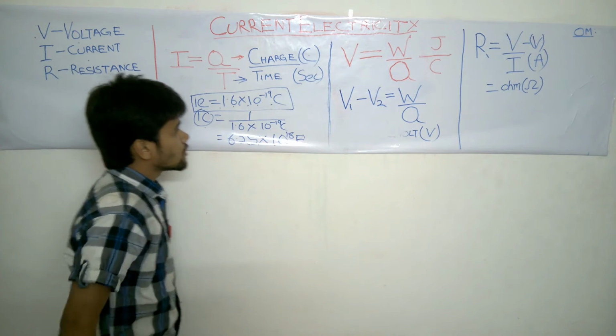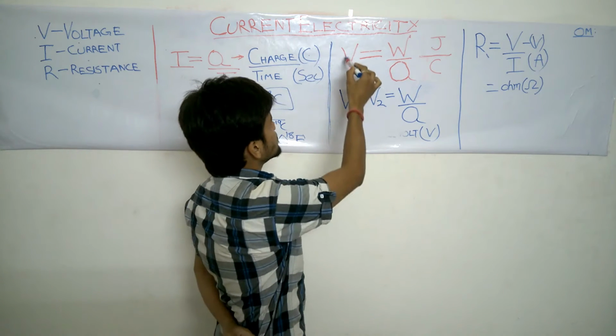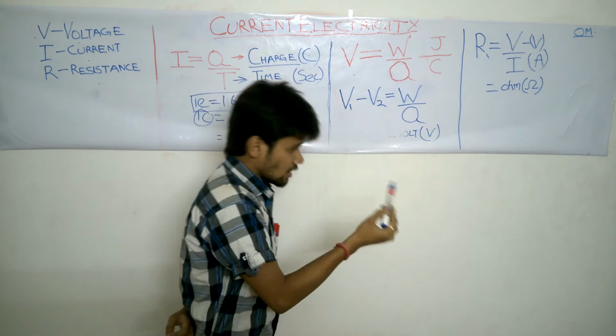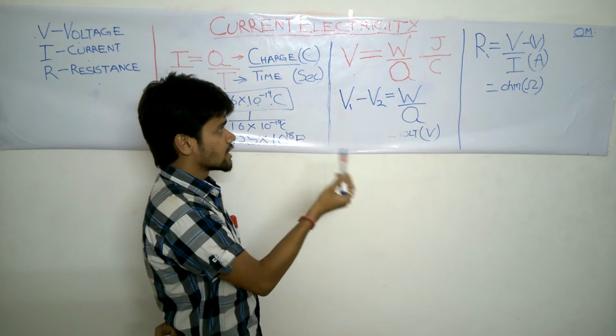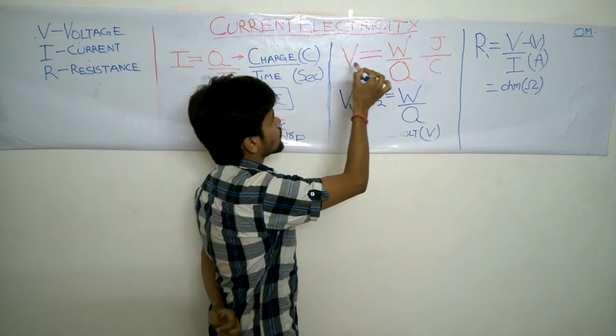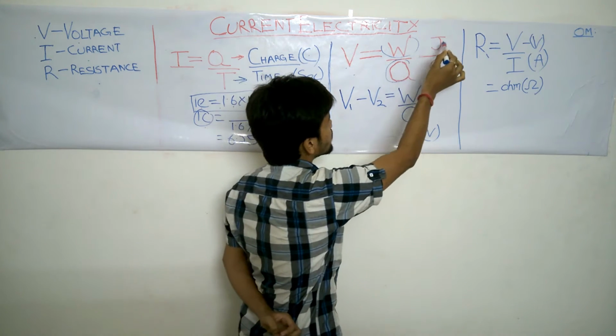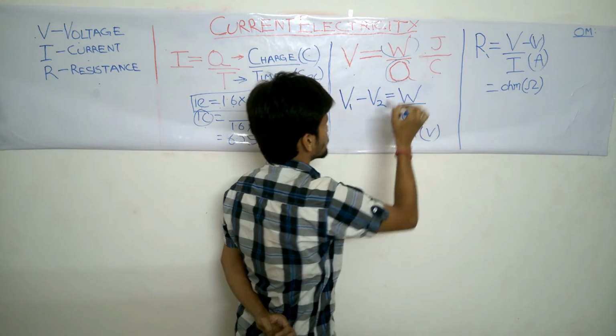Now we'll move on to the concept of voltage. So what is voltage? Voltage is basically the work done in bringing a unit positive charge from infinity to a point. So its formula is work done by charge. The SI unit of work done is joule and of charge is coulomb.